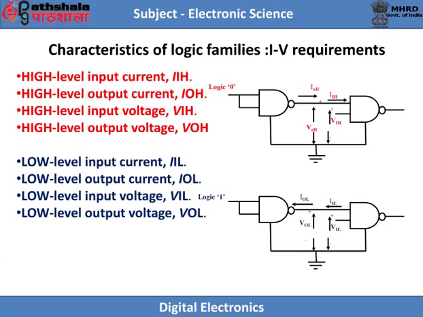Low level input current, IIL. The low level input current is the maximum current flowing into, taken as positive, or out of, taken as negative, the input of the logic function when the voltage applied at the input equals the maximum low level output voltage specified for the family. Low level output current, IOL.